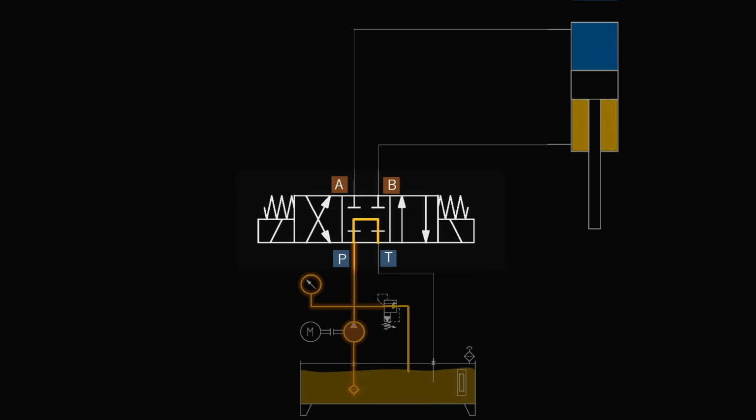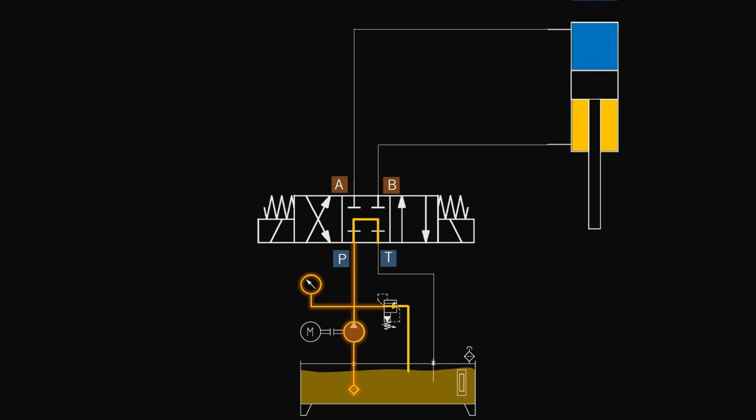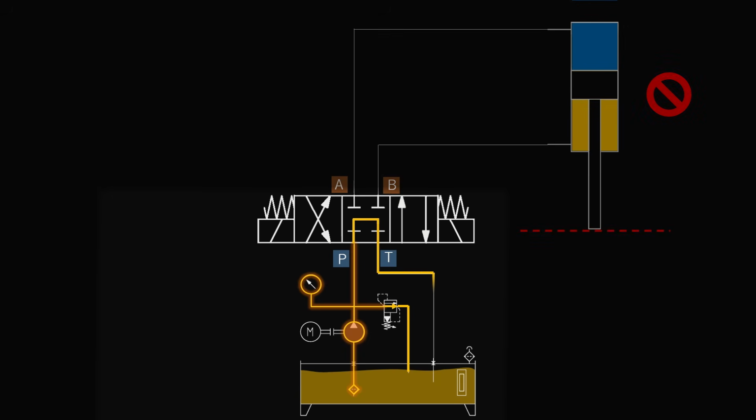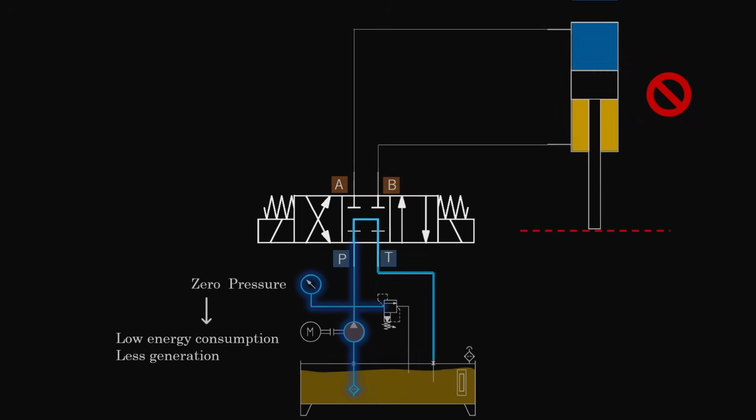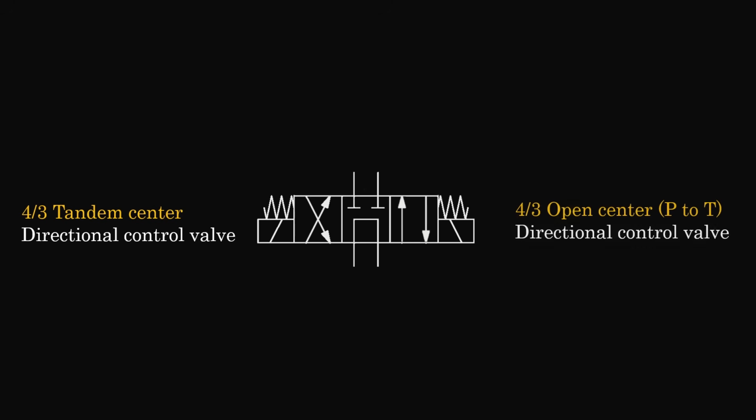Now, since the cylinder ports are blocked, the cylinder movement will stop immediately and it will hold its position. And at the same time, because the pump flow is going directly back to the tank, the system pressure will not rise. So the pump is now unloaded, which means low energy consumption, less heat generation, and oil simply keeps circulating from pump to tank. This type of valve is called a 4x3 tandem center directional control valve, also commonly referred to as open center P to T.